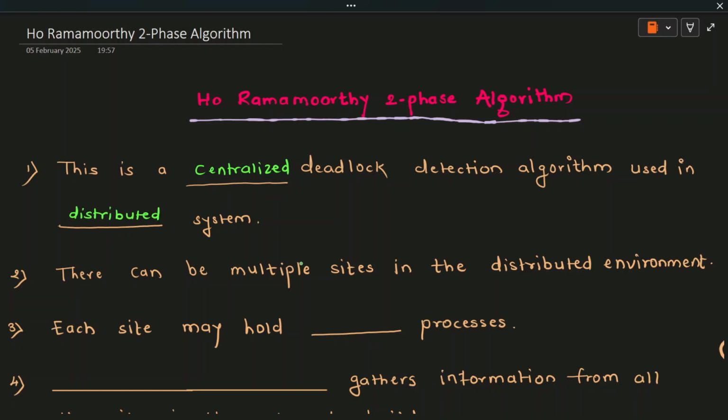We know that there can be multiple sites in the distributed environment. So these sites perform their tasks with the help of each other. Consider that there are 3 sites. Every site may hold multiple processes. So site 1 may contain 3 processes, site 2 may contain 2 processes, site 3 may contain 10 processes also. And they have their own resources which might be shared in the distributed environment among different sites.